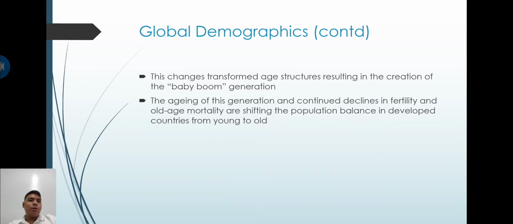So the aging of this generation and continued decline in fertility and old age mortality are shifting the population balance in developed countries from young to old. In other words, because fertility rates and old age mortality are both decreasing, the aging population will become greater. Less fertility means there are not enough young people, and less old age mortality means the old people are not dying as much. It means the population is becoming older, especially in developed countries.